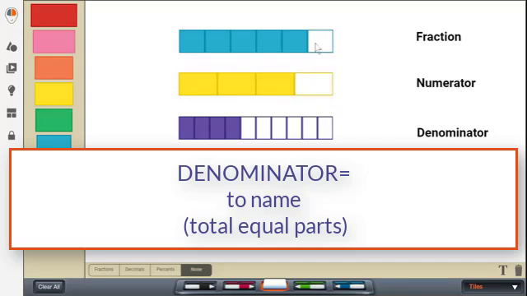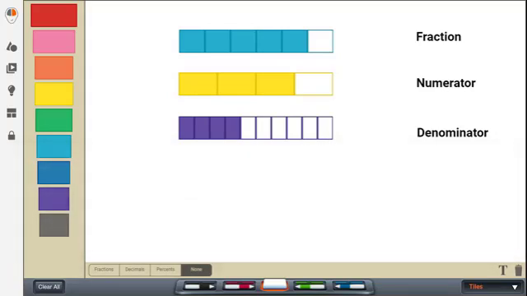So here we have 6 total parts, that's our denominator. Here we have 4 total parts, that's our denominator. Here we have 10, and that's our denominator. So it's really important for us to talk about that. The denominator, he's the boss, he calls all the shots, he tells us how many total parts we have.